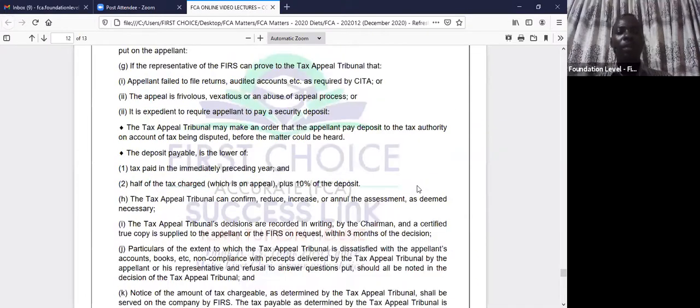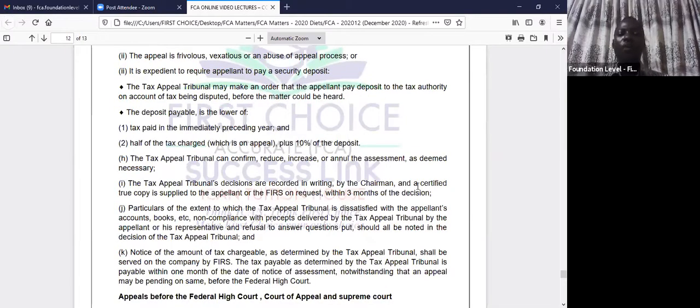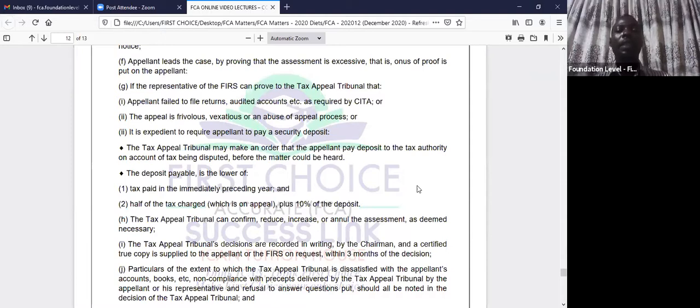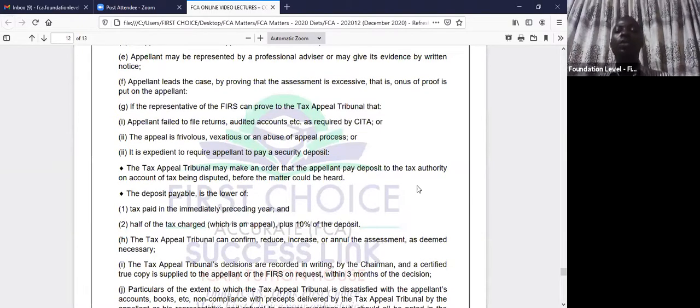Now, when you are coming before the tax appeal tribunal, who has the onus of proof? The onus of proof lies on the appellant, the person who makes the complaint to the tax appeal tribunal. It means that the appellant has the onus of proving that the tax given to him is too high or that the tax is not appropriate.